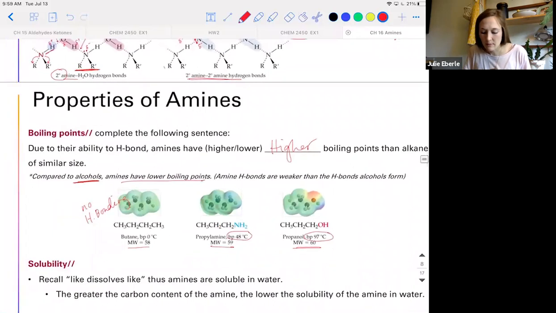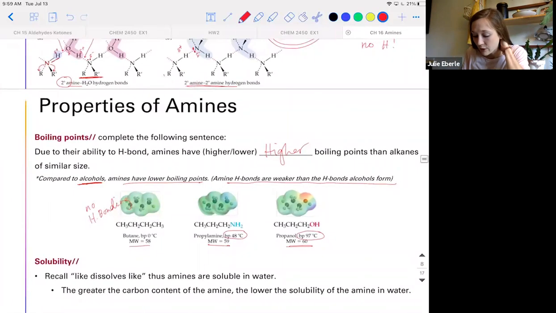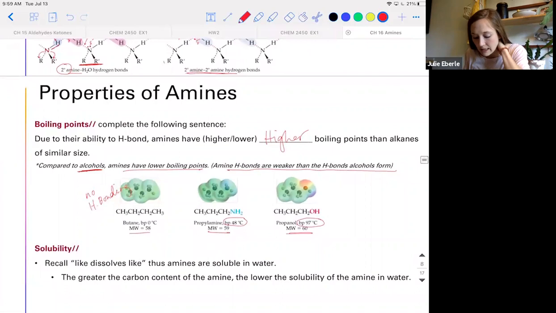Well, amine hydrogen bonds are weaker than the hydrogen bonds that alcohols form. Alcohol has OH. That looks just like water. Water is HOH. There's something about it. The nitrogens are not quite as electronegative as the oxygen, so it's a weaker polarizing separation of charge. And that's why the hydrogen bonds are stronger for an alcohol than they are with an amine. That's why the boiling points of alcohols will always be higher than the boiling points of amines.